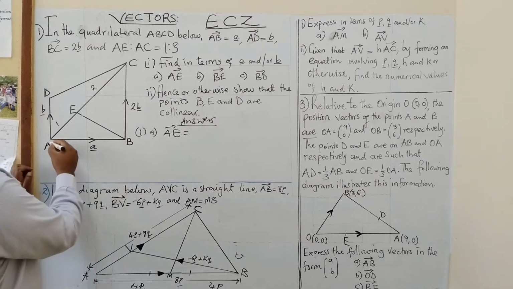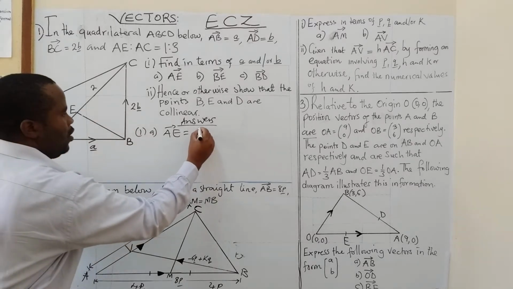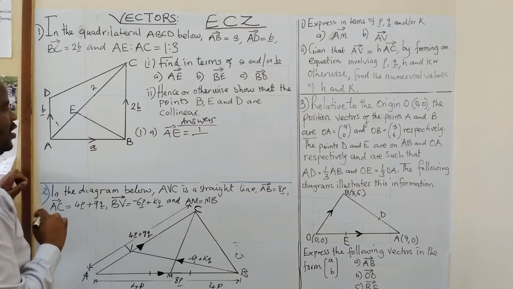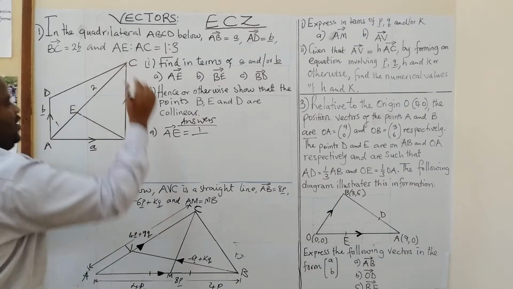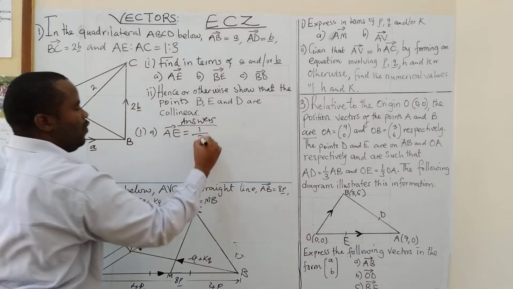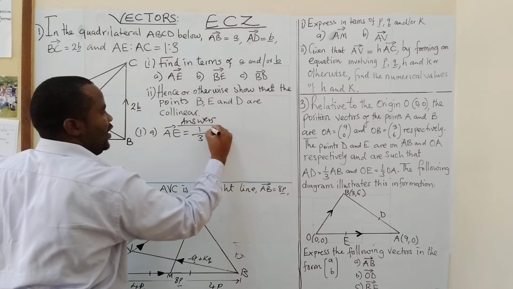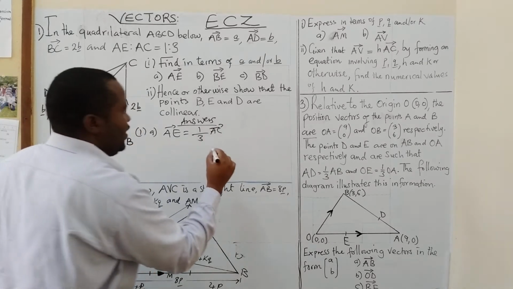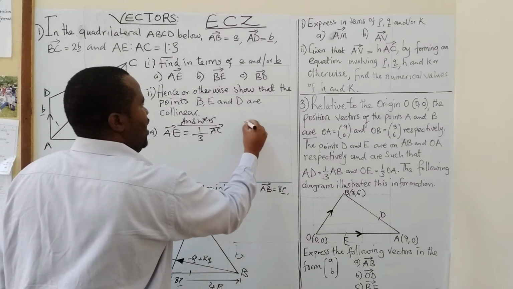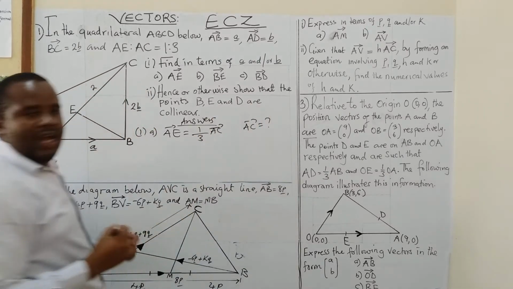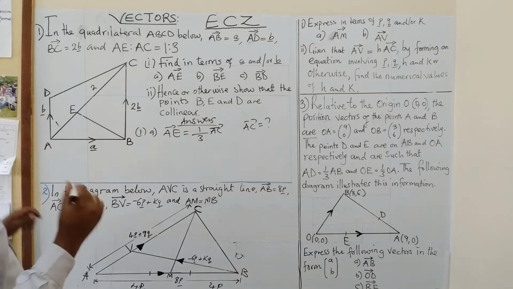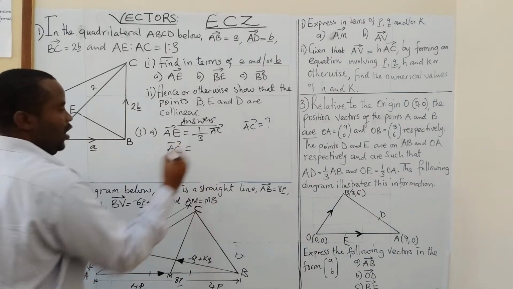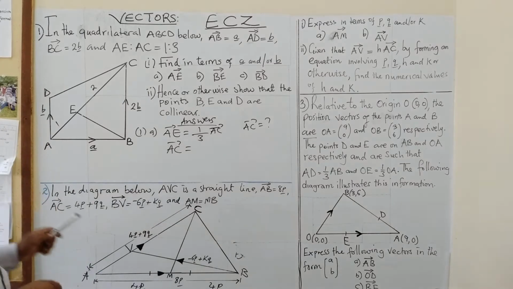You know that from A to E is 1, but AE is lying on AC. So now, what is the ratio of AC? It is 3. So this is 1 over 3 of what? AC. Now, do we have AC? We don't have it, so we must get AC.